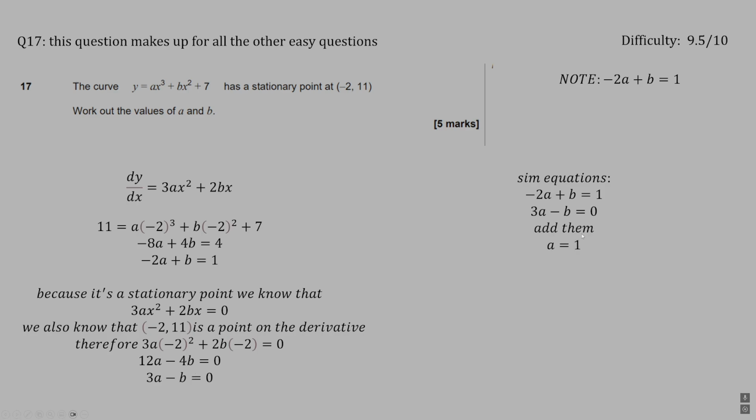So we just add them together, we just get a equals 1, substitute it back in, you get b equals 3. But this first part, knowing about the derivative, substituting that in, substituting it into the main equation to get a simultaneous equation, it's just a bit difficult, especially for 5 marks.